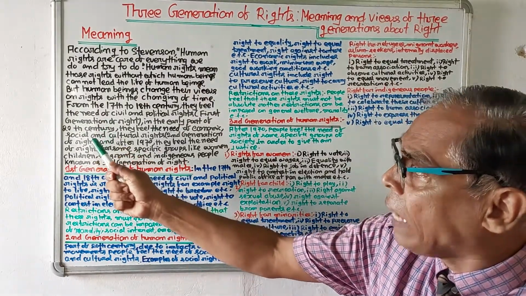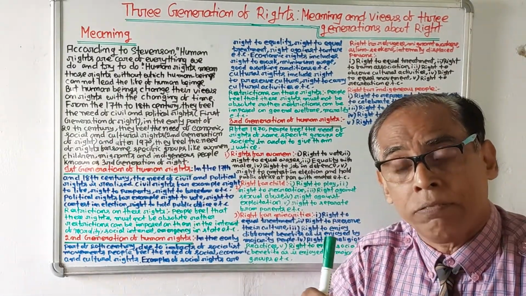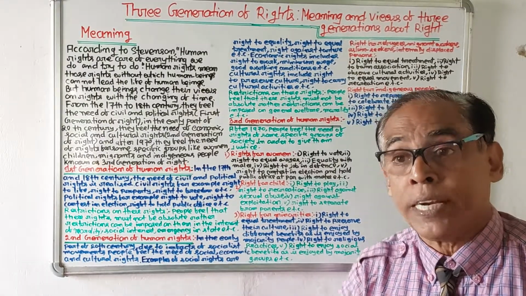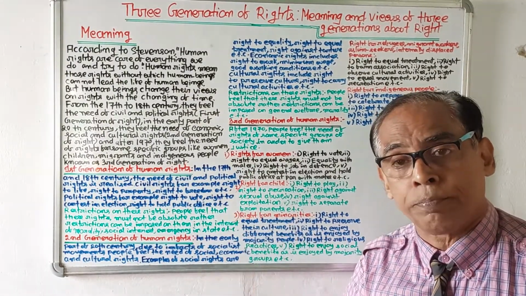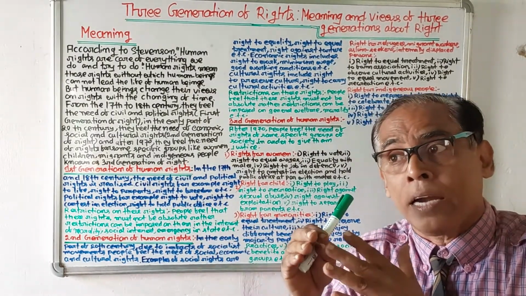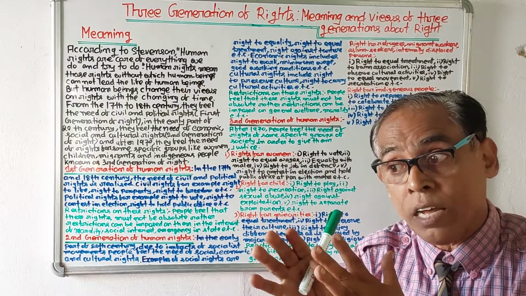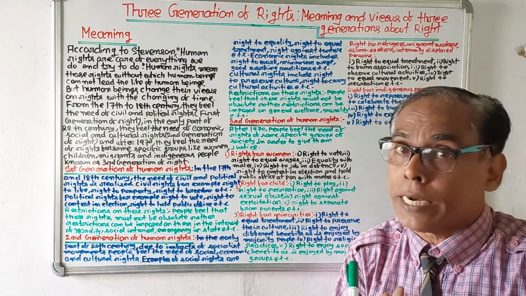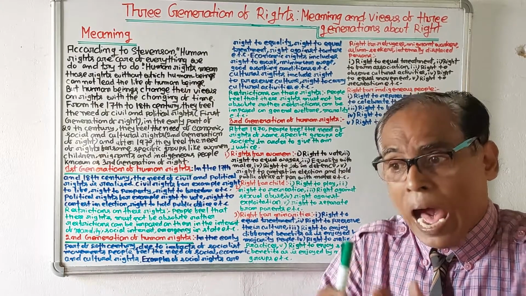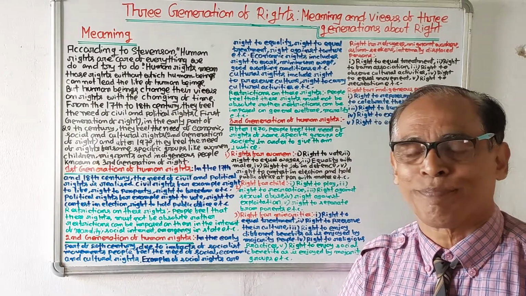In the early part of the 20th century, people had a different type of ideas on human rights. It is known as the second generation of human rights. And after 1970, people had a different type of views about human rights. It is known as the third generation of human rights. So, as the world is changing, ideas of people about rights have also changed.